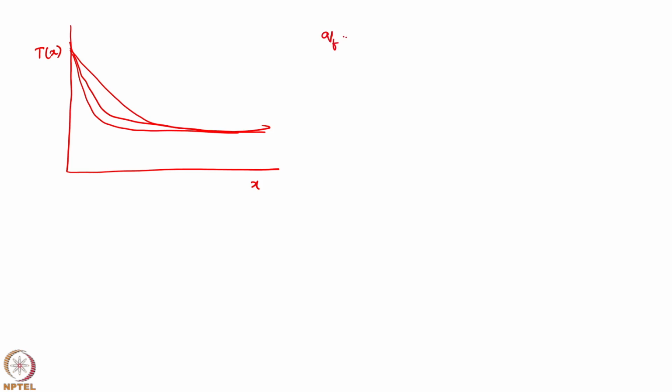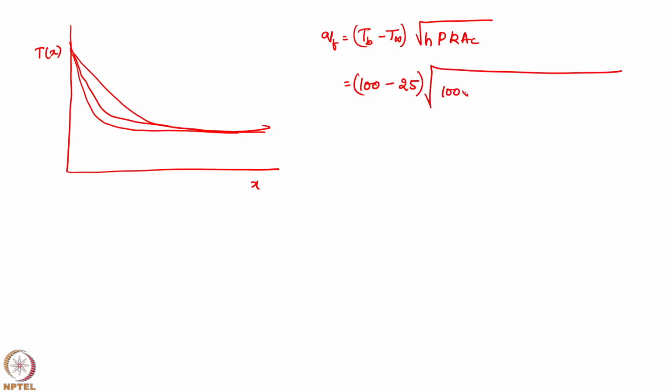So Q fin is equal to (Tb minus T infinity) into square root of h P k Ac. So Tb is 100, minus 25, into square root of 100 into perimeter, which is pi d, pi into 5 into 10 to the power of minus 3. K of copper is 398 into pi by 4 into (5 into 10 to the power of minus 3) squared. So Q fin of copper is equal to 8.3 watts.